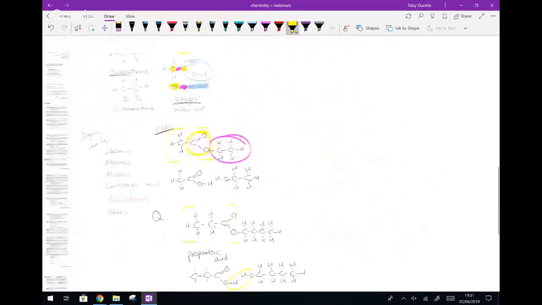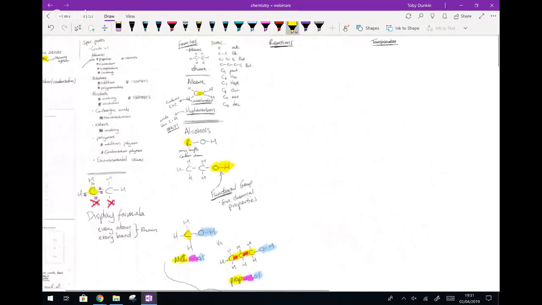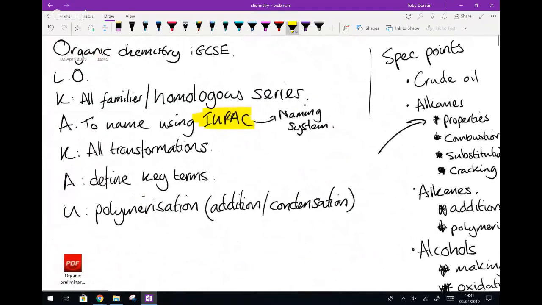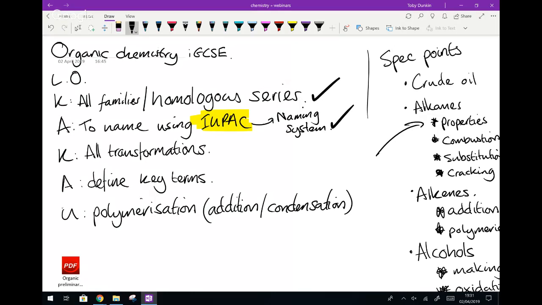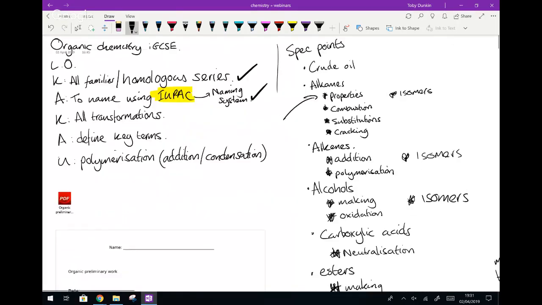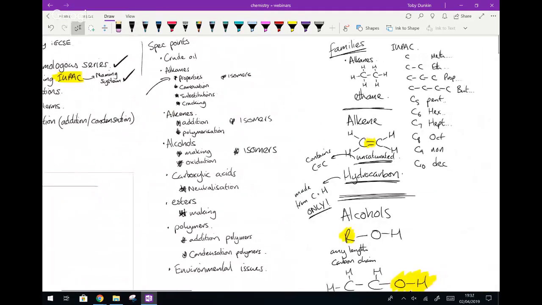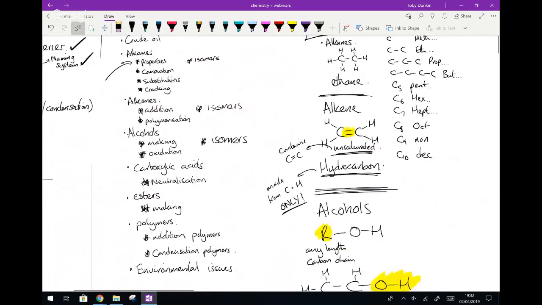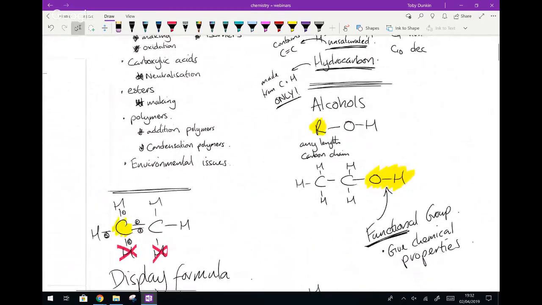So it's just nice to talk you through a few common questions regarding our families. What that now means, in terms of my lesson objective, is we have covered all of our families and the naming system, which is quite nice. And now it's going to lead me straight into, now I know that the list looks massive, and I'm going to come back to this a lot. I can also say that we've covered isomers. And I'm going to heavily go through that in a minute.